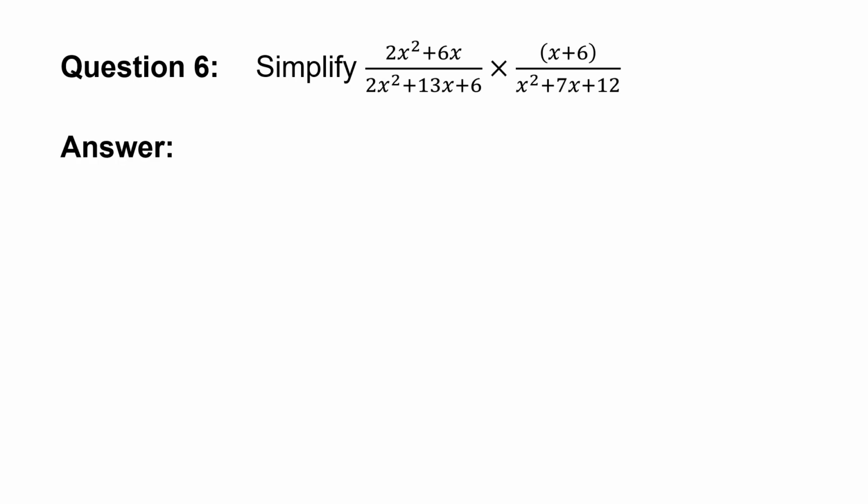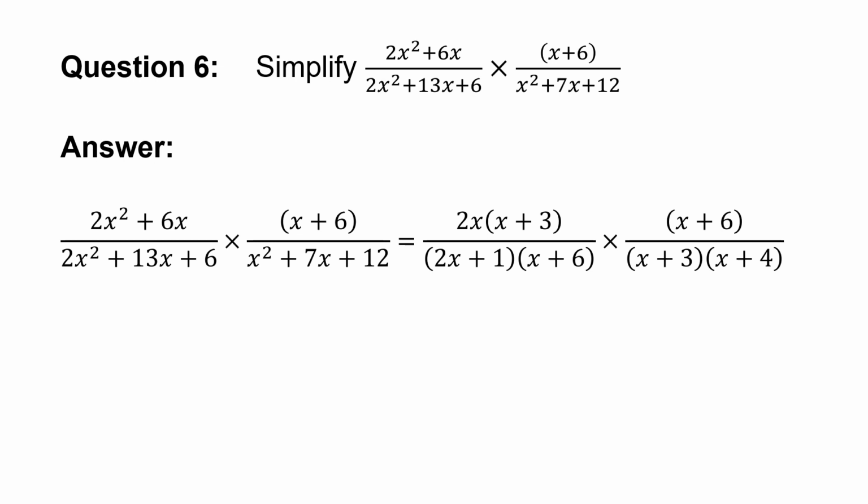So again, here, what we want to do is factorize first and foremost. So we have three quadratics here. The numerator, 2x squared plus 6x, can be factorized as 2x times x plus 3. For 2x squared plus 13x plus 6, we can factorize this as 2x plus 1 times x plus 6. And for the quadratic in the numerator on the right hand side, x squared plus 7x plus 12, we can factorize this as x plus 3 times x plus 4.